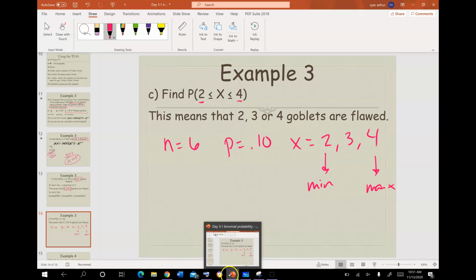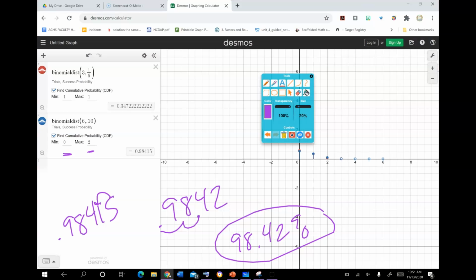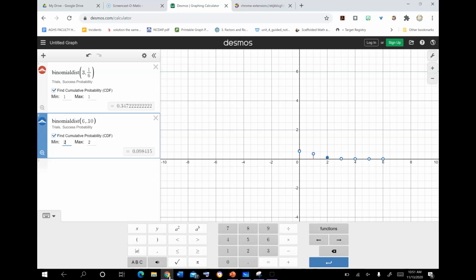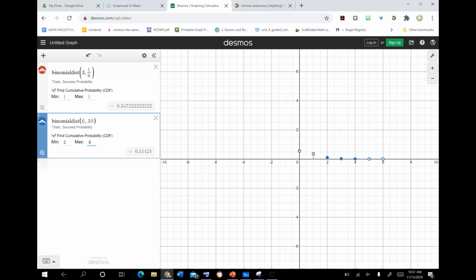Okay, so I go back to my Desmos and I'm going to play around with that min and max. And I'm going to delete that, exit that. There we go. So I want between 2, right? Wasn't it 2 to 4? Yeah, 2 to 4. So we're going to backspace 2 to 4.